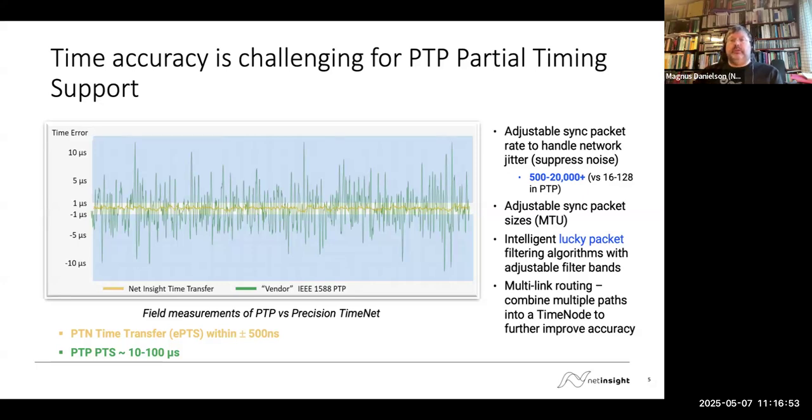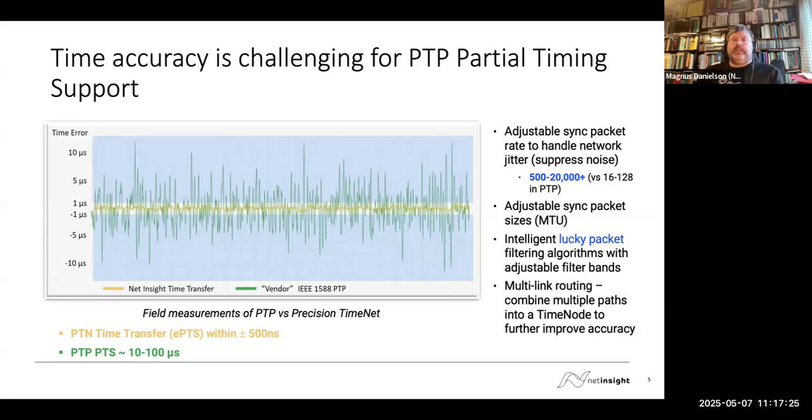The lucky packet filtering, as I spoke about, or minimum filtering, that's a technique which already exists in partial timing support. But in order to use it, you need to adjust the parameters in a different way in order for it to work in the WAN environment. And so that's one of the key things that you need to address and start looking at.